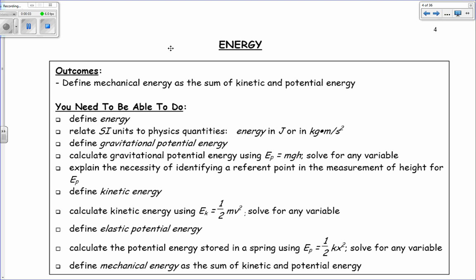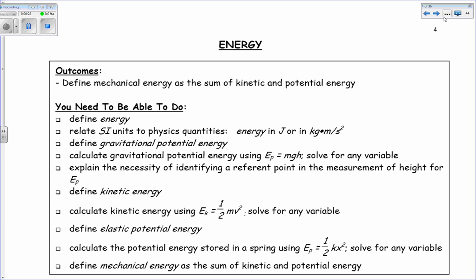Okay, Physics 20s, this is the lesson on energy. For the most part, with the exception of one type of energy that we're going to talk about, it generally should just be a review of Science 10. I'm not expecting you to remember this, but some of it should come back to you as we're moving through it.